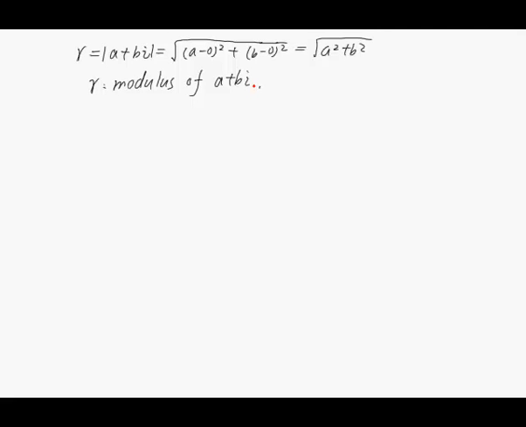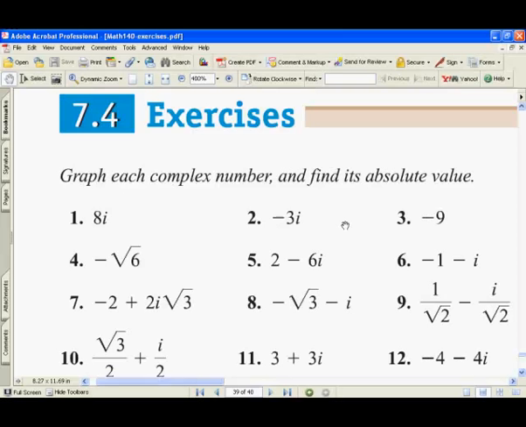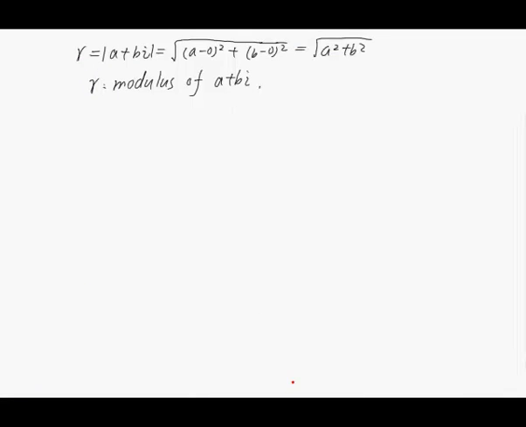Now, let's look at one example on how to find the absolute value of a complex number. Let's look at page 622, problem 4. We need to find the absolute value of this complex number and graph it on the complex plane. So let's go back to the whiteboard. This is page 622, problem 4.